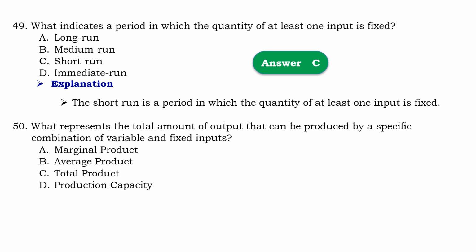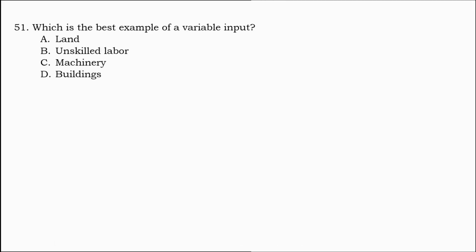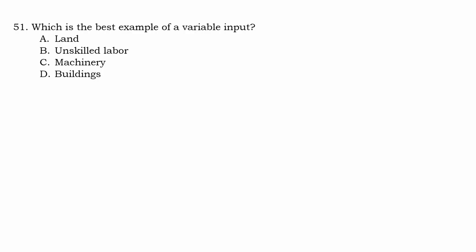So that should be C, total product. Means that the total product represents the total amount of output that can be produced by a specific combination of variable and fixed input. Question number 51, which is the best example of variable input?